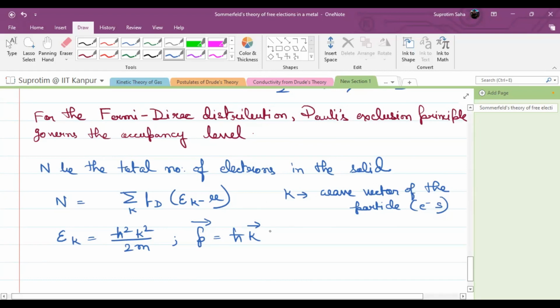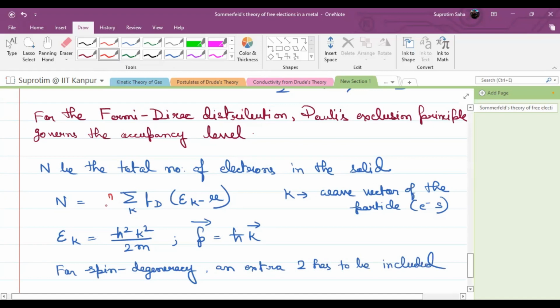And because of spin degeneracy, because electrons are spin half particles, the spin degeneracy is 2, which is spin up and spin down. For spin degeneracy, an extra 2 has to be added, because we can accommodate 2 electrons in a single energy level. So this goes in as twice the summation over the distribution.